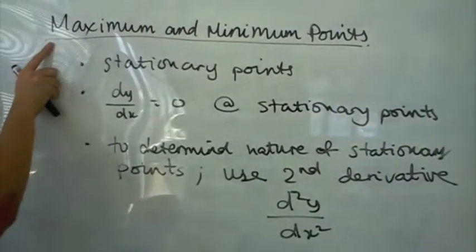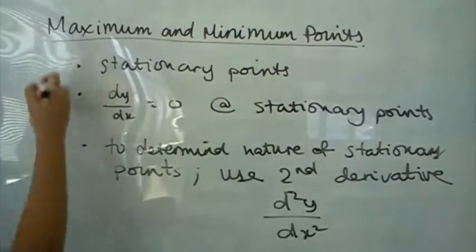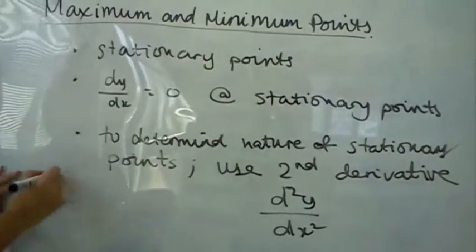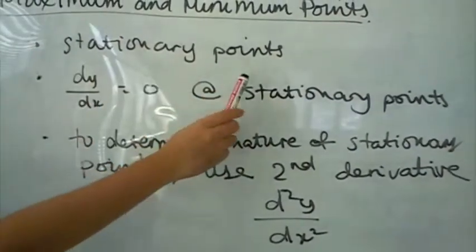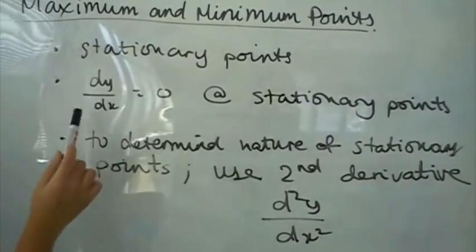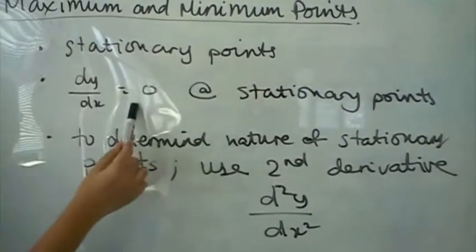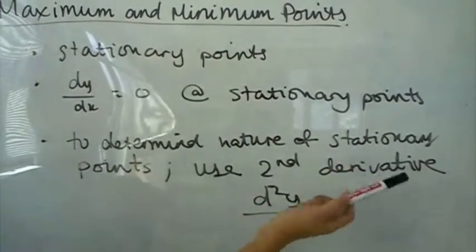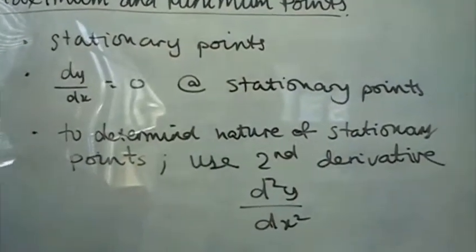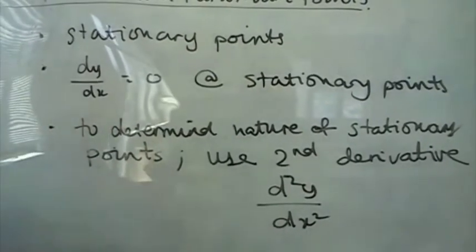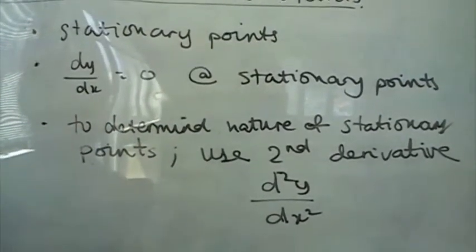Now I'd like to introduce you to maximum and minimum points. Here are some features of maximum and minimum points. They are called stationary points, and when the first derivative equals 0, it is at a stationary point. And to determine the nature of stationary points, we use the second derivative, which is d squared y over dx squared. Right, so we use the first derivative to find stationary points, and stationary points are minimum, maximum, and point of inflection.